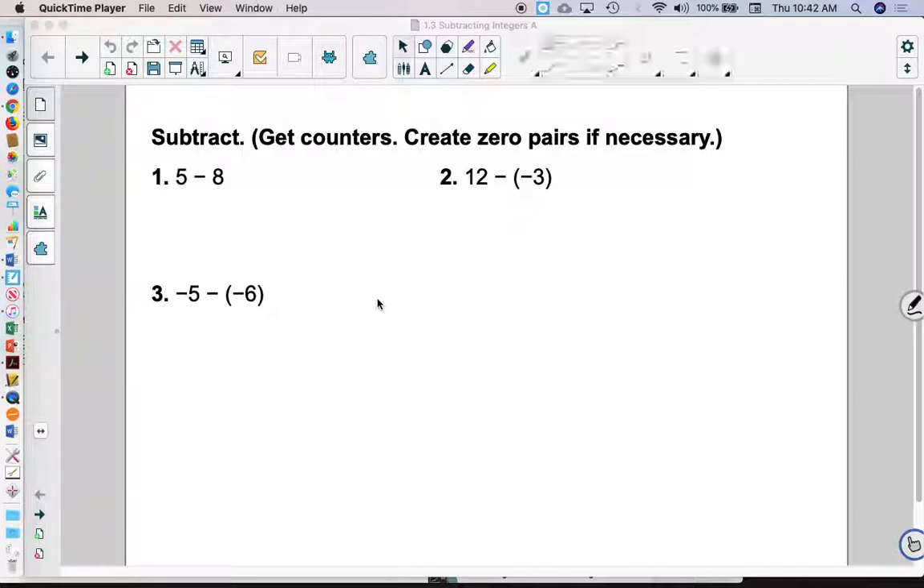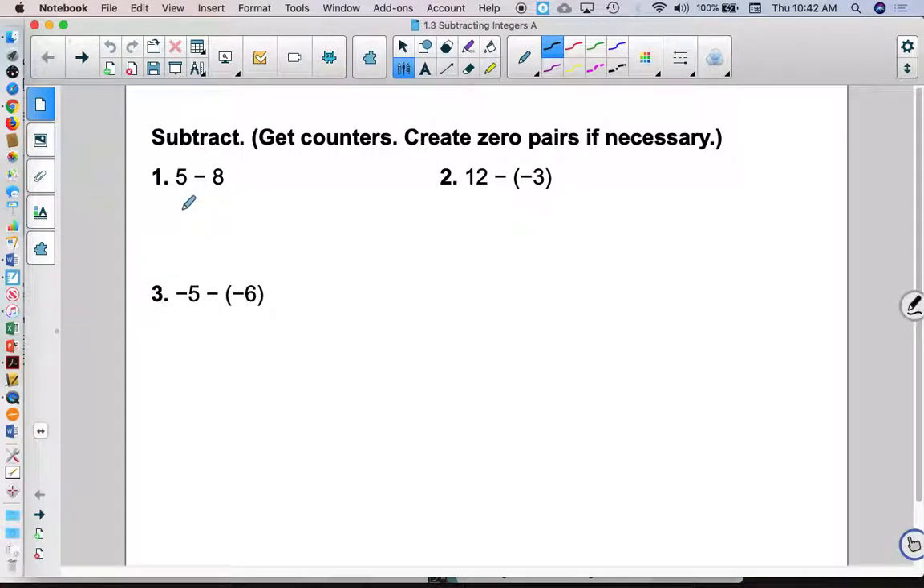Well, I've got black up here. So I'm going to put up 1, 2, 3, 4, 5 black. You agree with that? Now, it says to take away 8. Well, how many black do I have? I only have 5. So I can't take away 8 from 5 because there isn't enough.